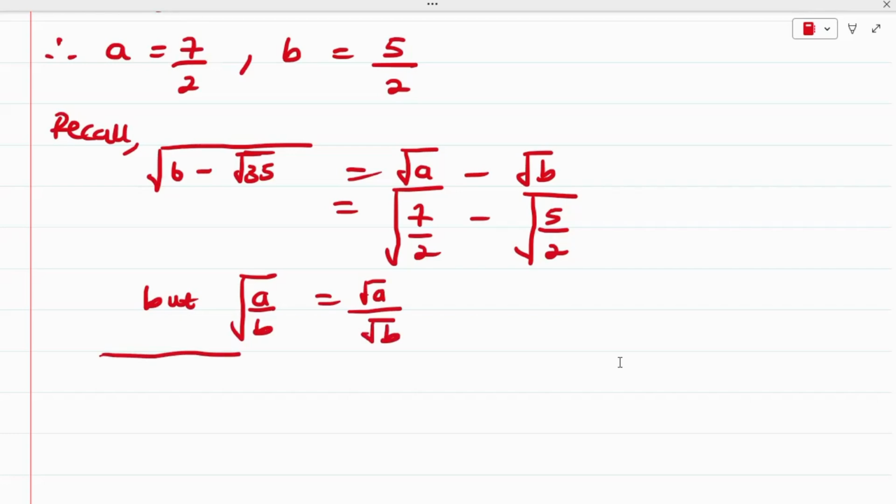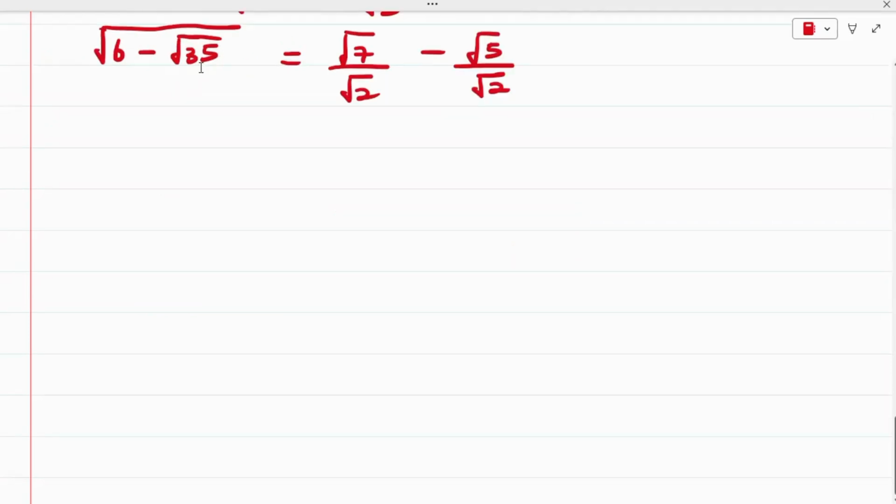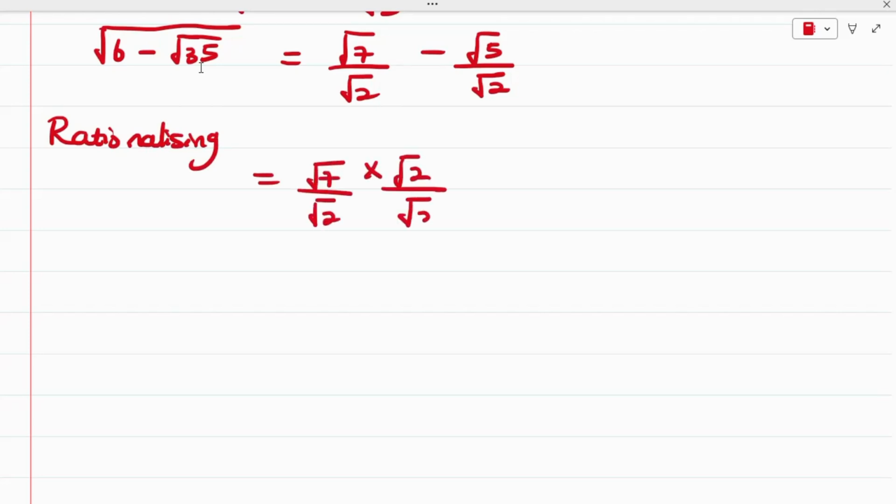So we have that the square root of 6 minus the root of 35 is equal to the root of 7 over the root of 2 minus the root of 5 over the root of 2. So at this point, we want to simply rationalize. So rationalizing, we have the root of 7 over the root of 2 multiplied by the root of 2 over the root of 2, minus the root of 5 divided by the root of 2 multiplied by the root of 2 over the root of 2.